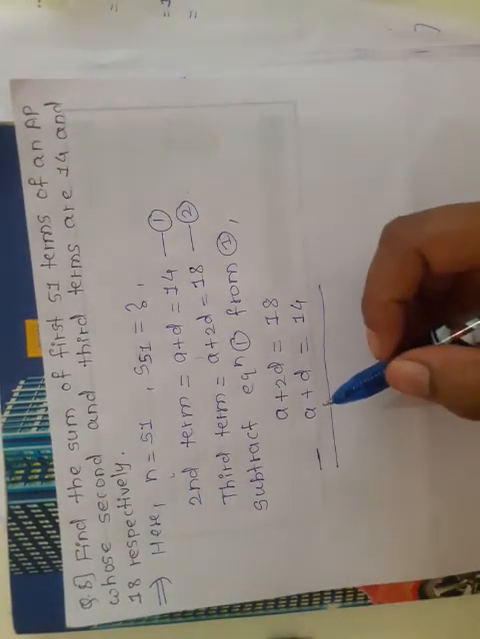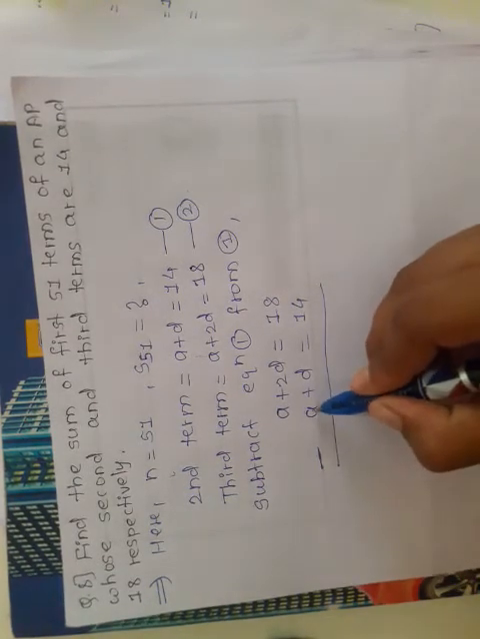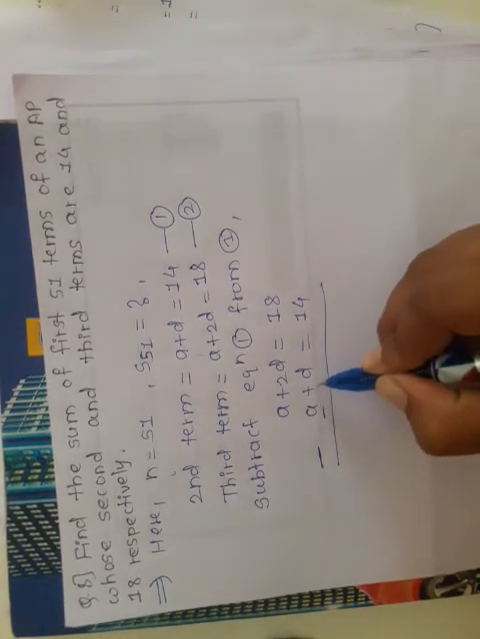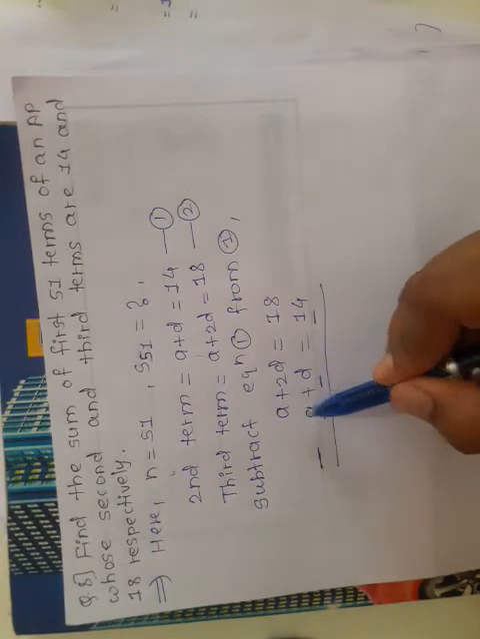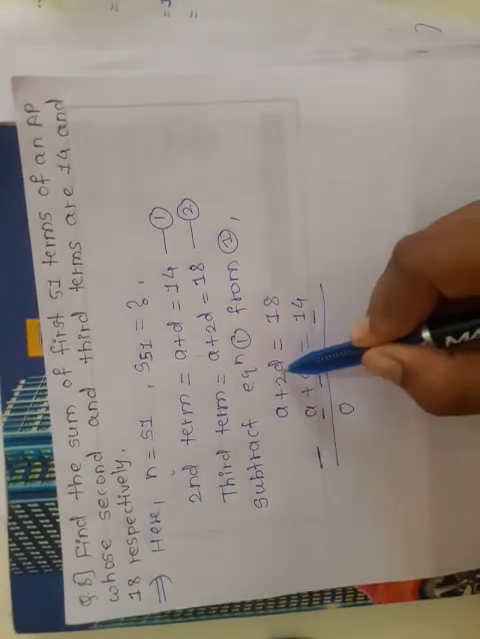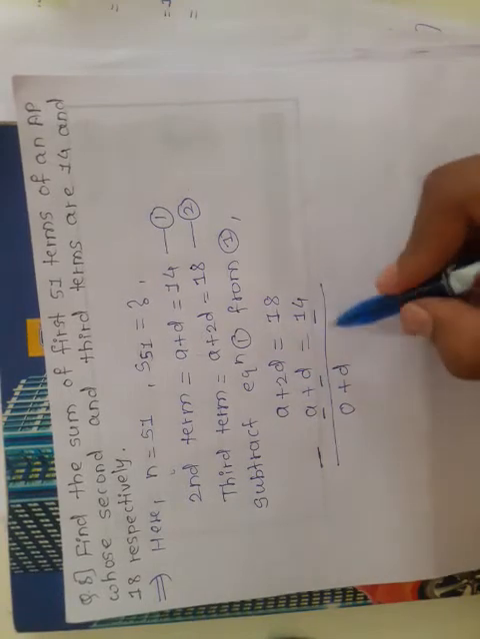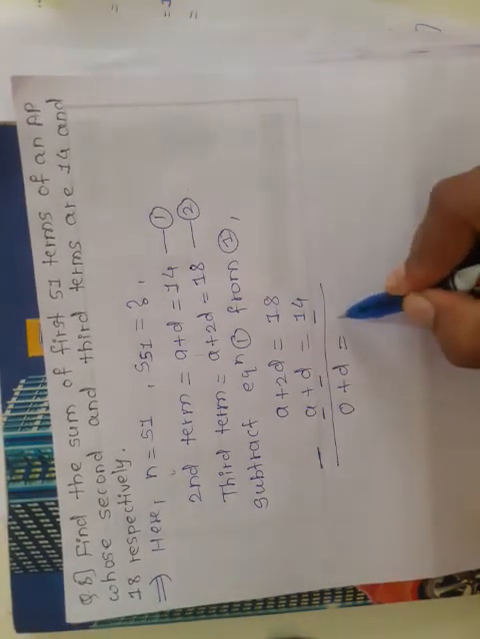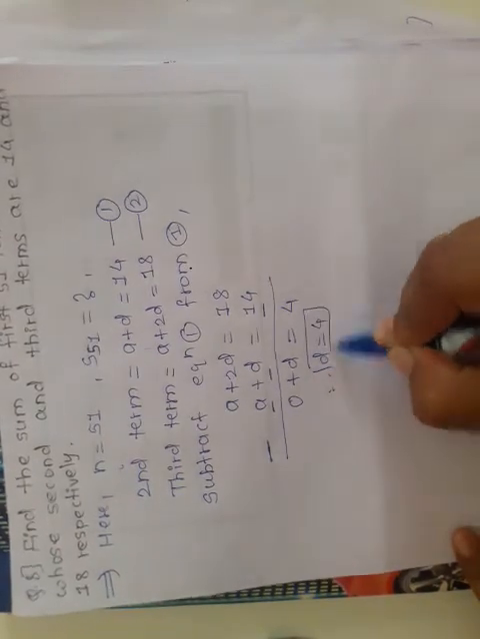Now we are taking the subtraction, so the signs will be changed. This a is positive here, it becomes negative. This d is positive, it becomes negative. 14 is positive, it becomes negative. Now use these new signs. a minus a is 0, then 2d minus d is plus d, because the bigger number has the positive sign, which is equal to 18 minus 14, which is 4. Therefore we get d is equal to 4.